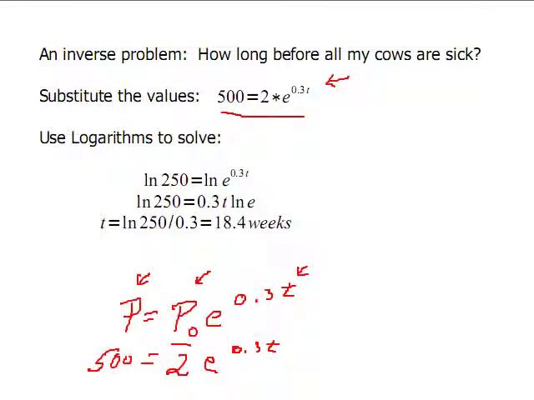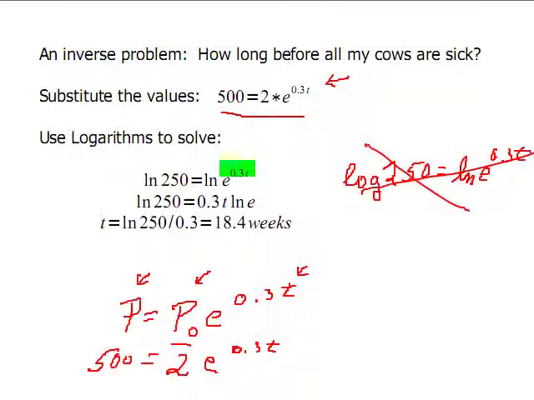Unless you do this. This is something you can't do. I can't take log of this side and then take ln of this side. No matter how much you would like to do that, you can't do that. You have to take the same logarithm of both sides. So using ln of 250 equals ln of e^0.3t. Here's my exponent. That comes out in front as a multiplier. It's important to remember that it multiplies when it comes out in front.